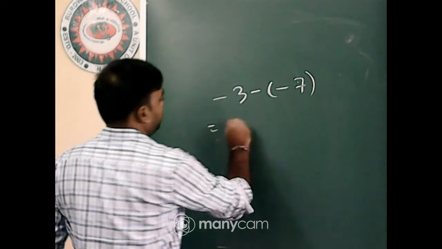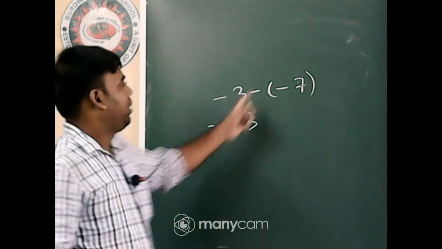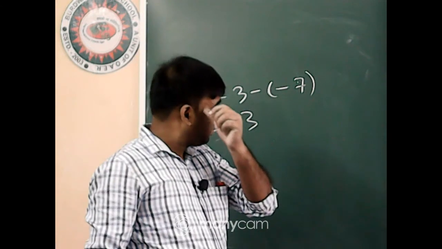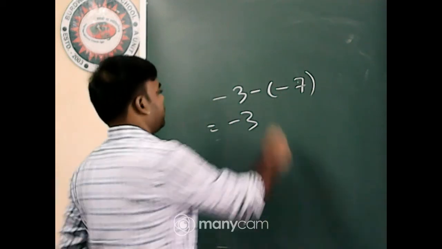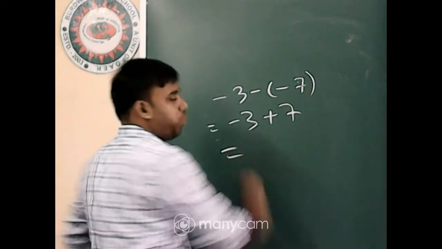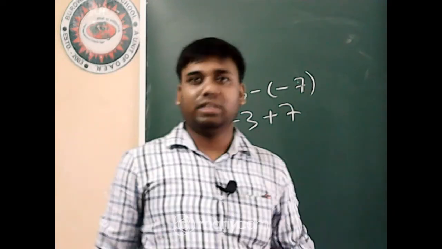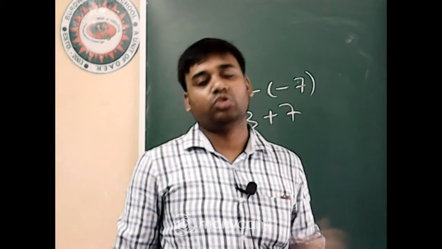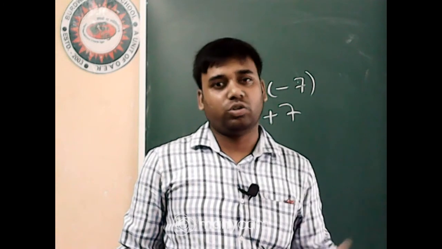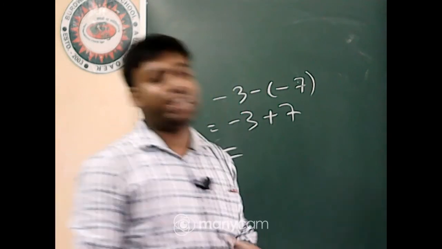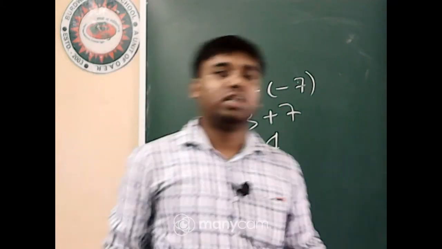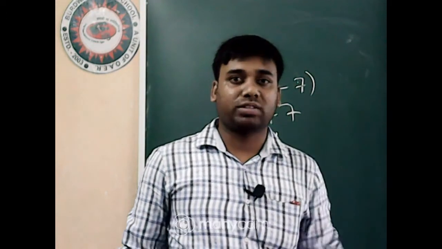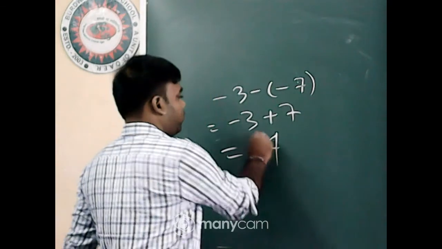So first of all, minus into minus, that is plus. Now opposite sign, sign of 7 is plus, sign of 3 is minus. So which one is greater? 7. So subtract 3 from 7, then we get 4. What will be the sign? Plus or minus? 7 is greater, sign of 7 is plus, so the answer will be plus 4.